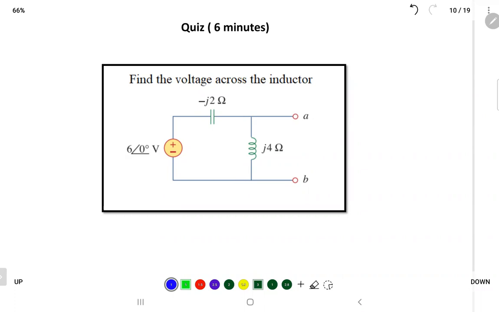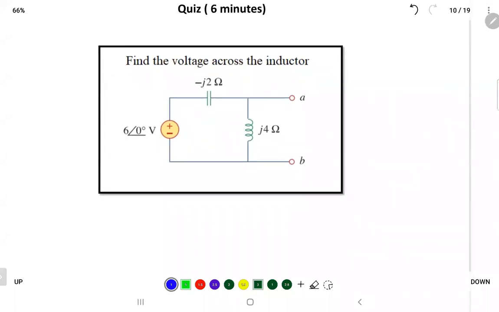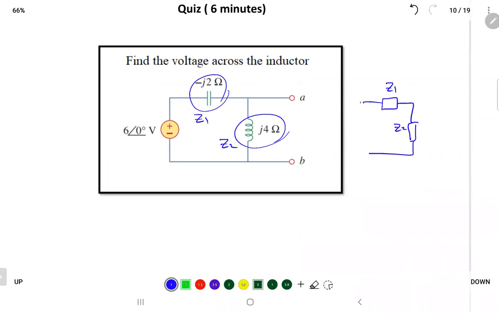Okay, let's solve the quiz. If you look at this problem, you have two impedances in series, right? You can call this one Z1 and this one Z2. So you can make it simple like that. Make it like boxes, Z1, Z2, and you have the voltage, called Vs, for example. And you need to find the voltage across the inductor.